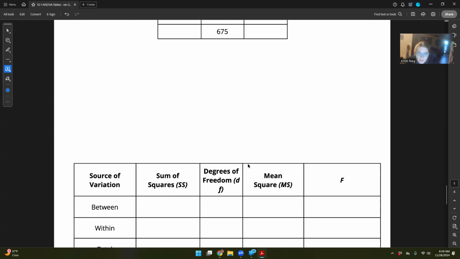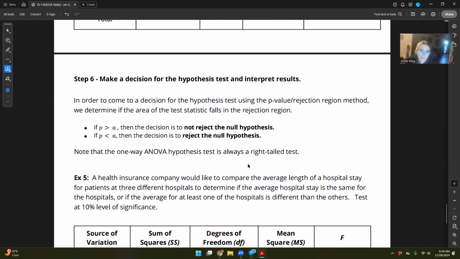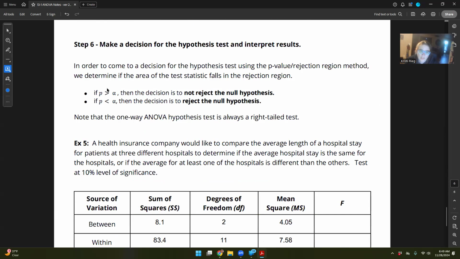Did I skip too far? No. This page right here, step 6. So again, with this rule, if P is greater than alpha, we will not reject the null hypothesis. If P is less than alpha, then we will reject. We're going to make our curve. We're going to have our alpha, and then which side of alpha does P land on? And I just mentioned this, but here we have it in writing. It's always a right tail test.